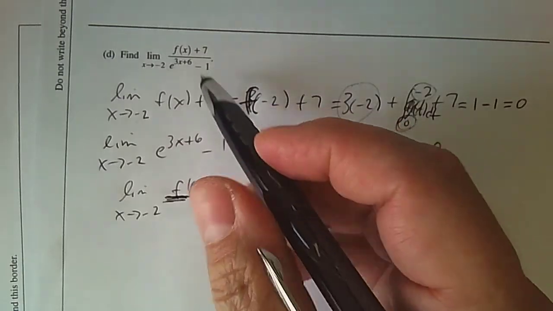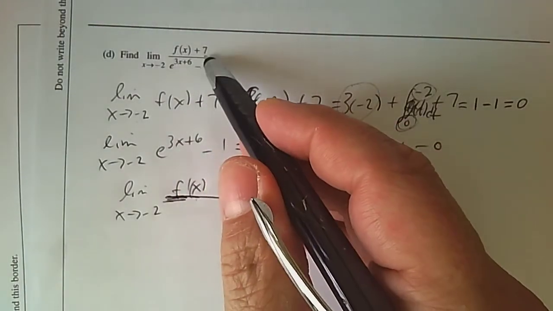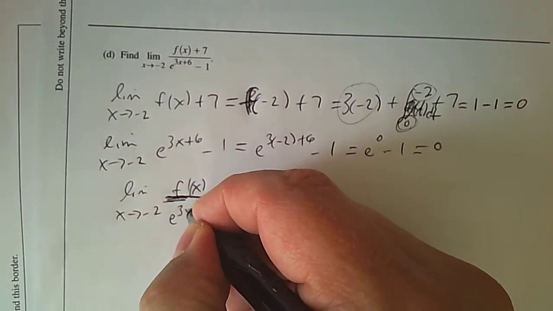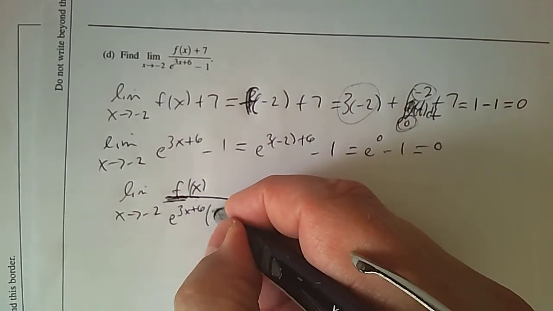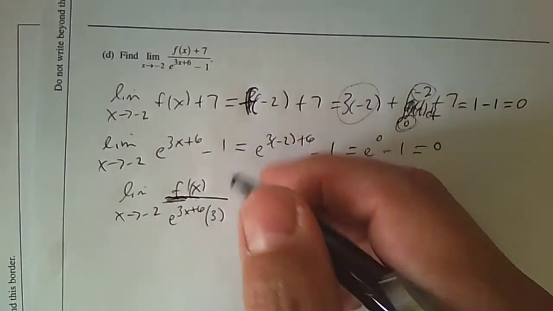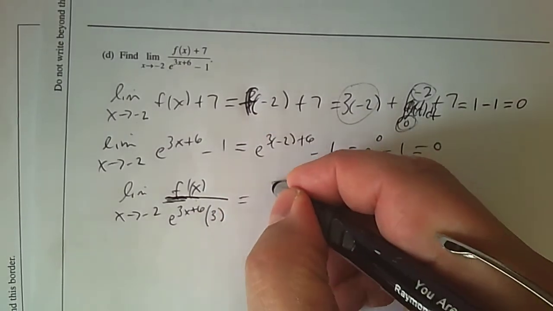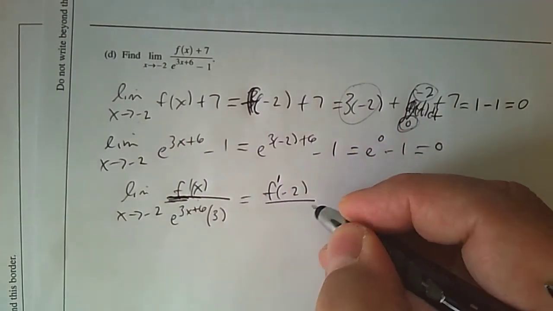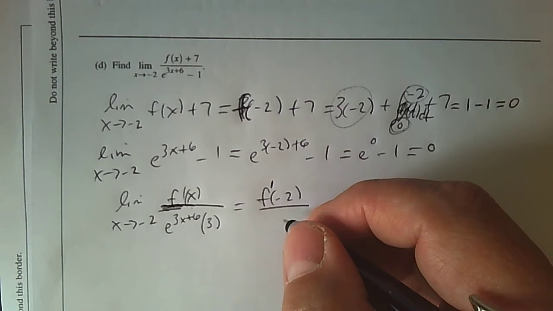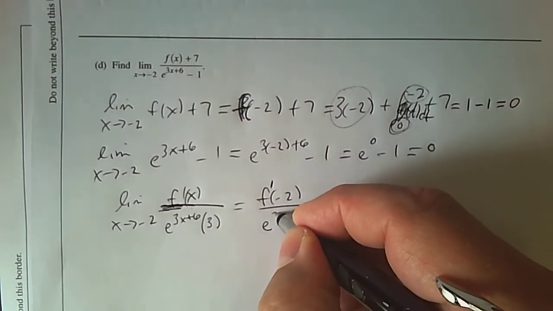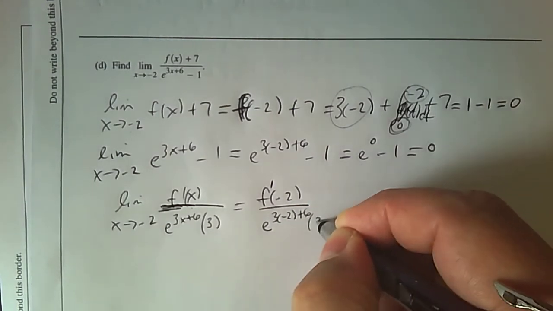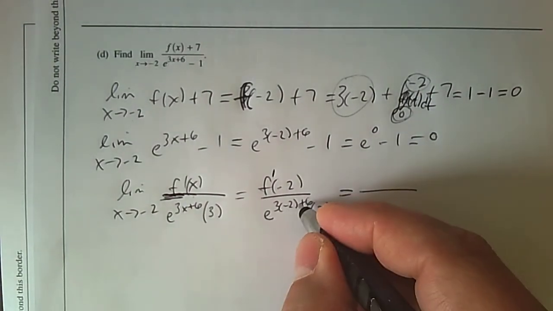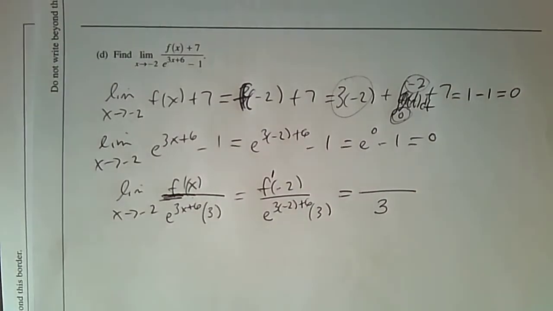So the derivative of f is f prime at x plus 7, well, the derivative of 7 is 0. The derivative of e to the 3x plus 6 is e to the 3x plus 6, but it needs a little hook of positive 3. And the derivative of negative 1 is 0. Now we substitute in. So it's the derivative at negative 2. And then in the denominator, you just have e to the 3 times negative 2 plus 6, times 3. So the exponent is negative 6 plus 6, which is 0. E to the 0 is 1. So the whole denominator is just going to be 3.